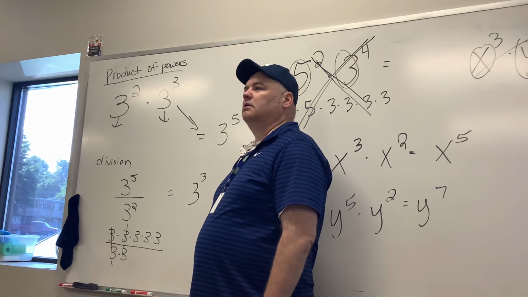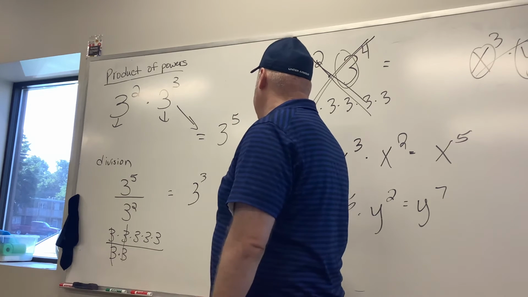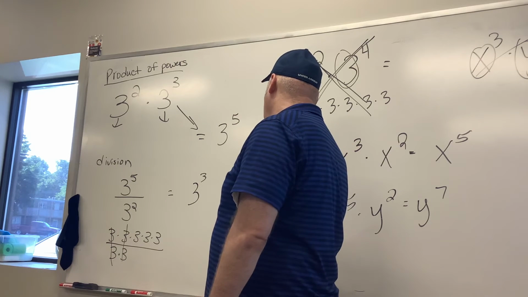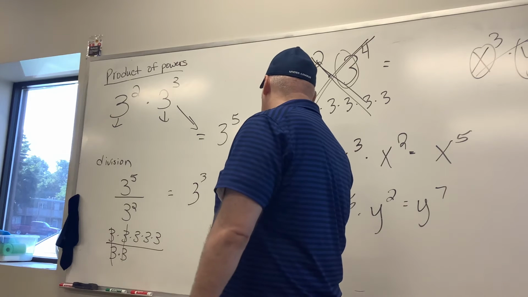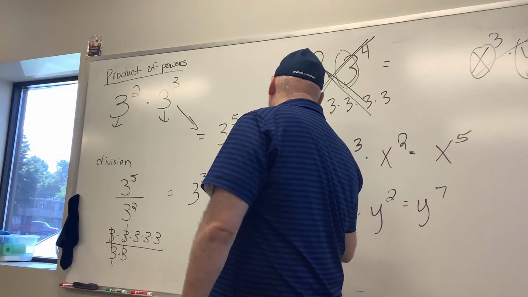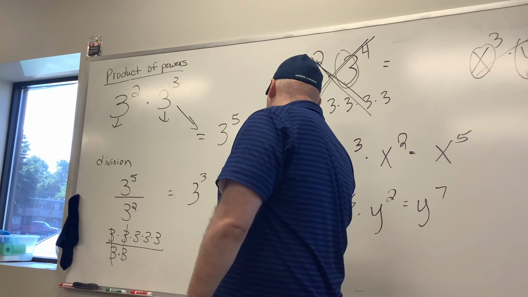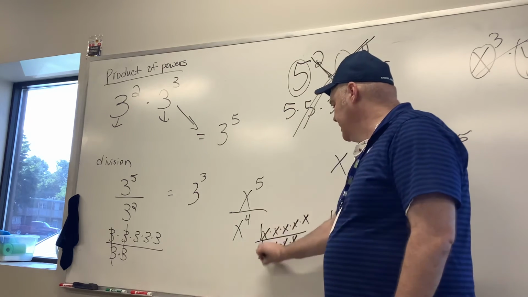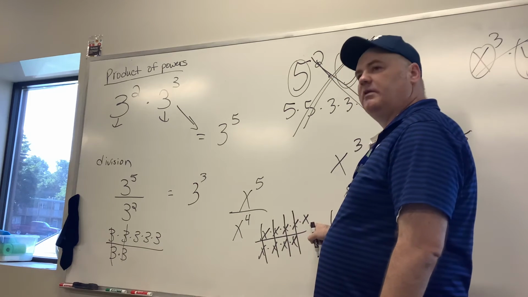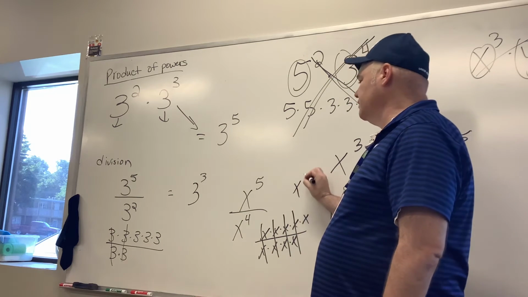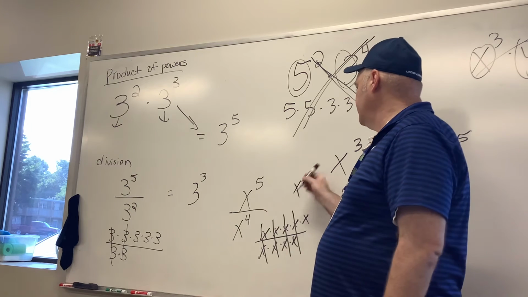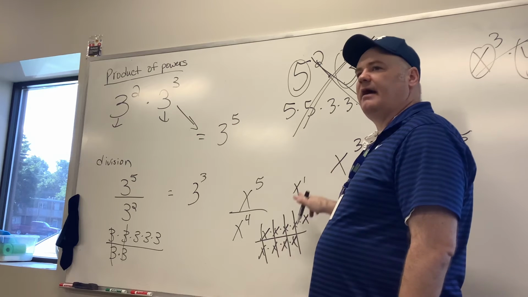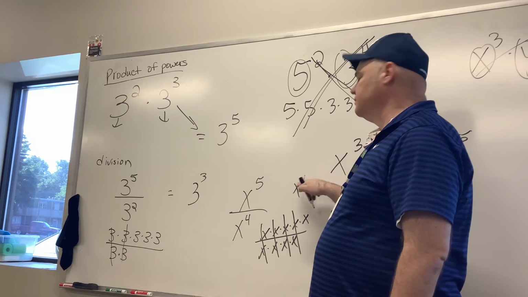You can do it with x's. X to the 5th over x to the 4th. So you have x times x times x times x times x over x times x times x times x, only 4 of them. These cancel out. You're left with a single x to the 1st power. 5 minus 4 is the 1st power. And we don't write the 1st power. We don't have to.